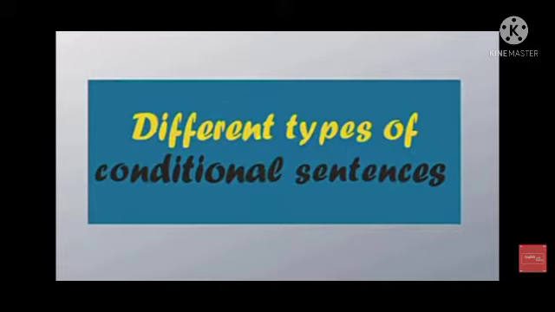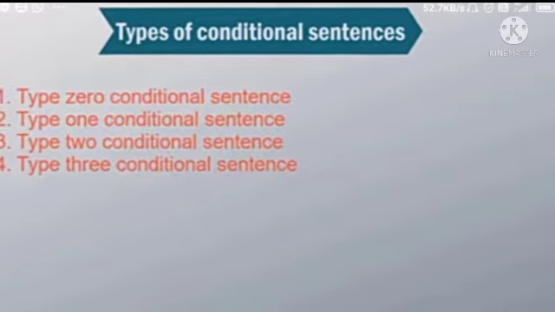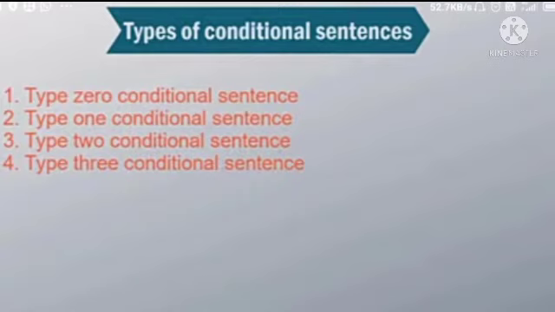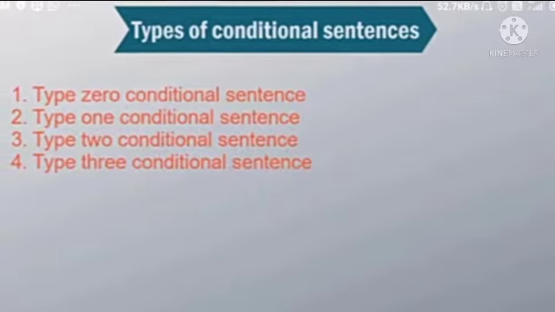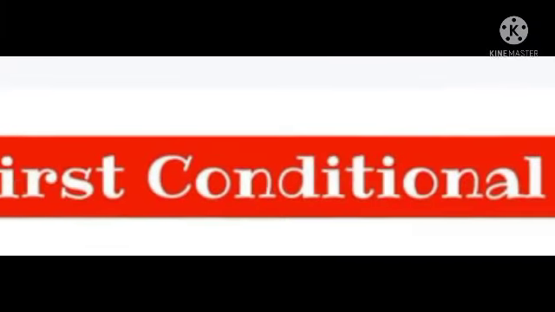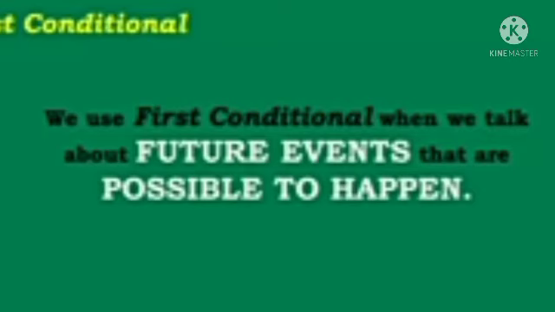Now students, there are different types of conditional sentences, and 4 types are there. First is type 0 conditional, then type 1 conditional, then type 2 conditional sentences, and the last is type 3 conditional sentence. So now come to the first conditional sentence. Students, you can see the structure, usage and examples of the first conditional.